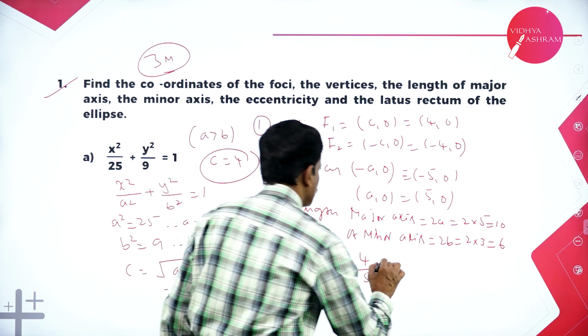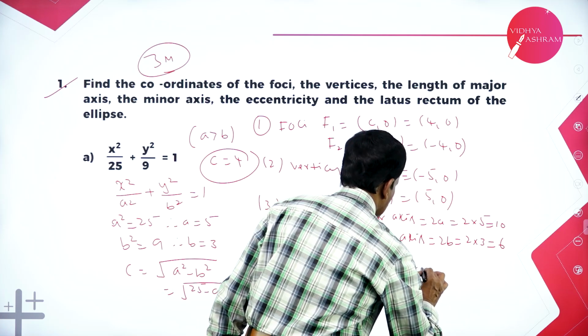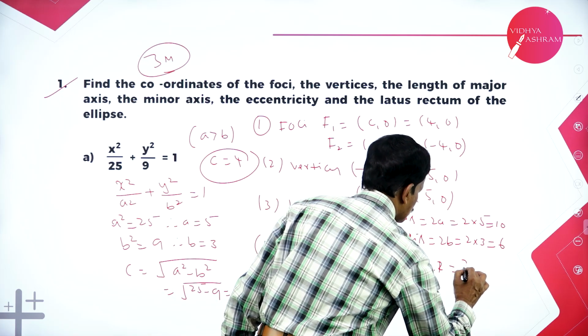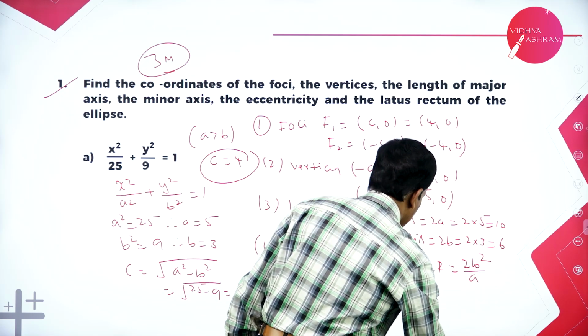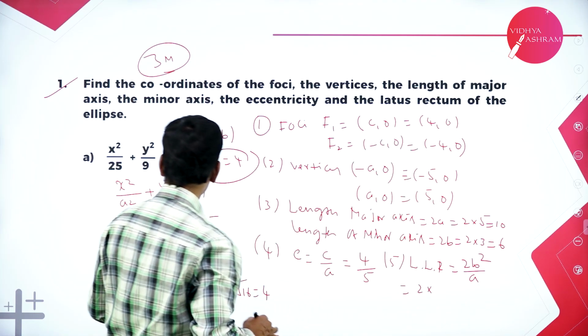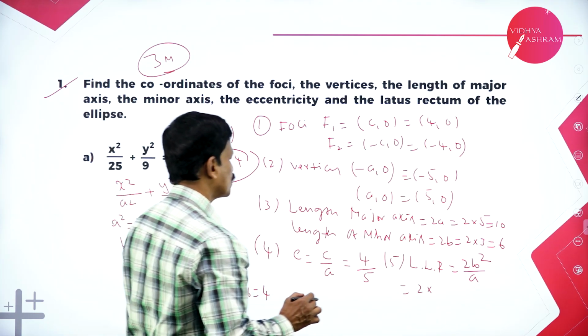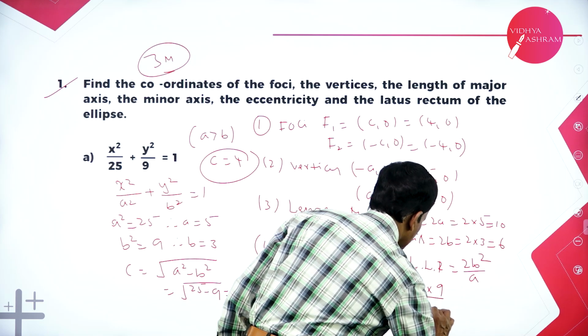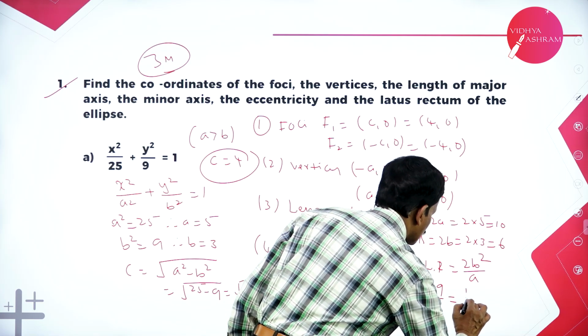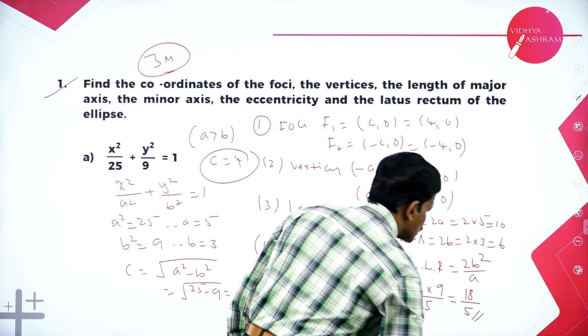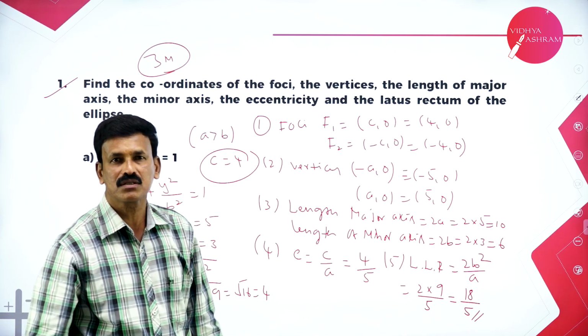And the last one, the length of latus rectum. Length of latus rectum is equal to 2b square by a. That is 2 into, what is b square? b square is equal to 9, divided by a, that's 5. That's equal to 18 divided by 5 is the length of latus rectum. That's it. Hope you followed.